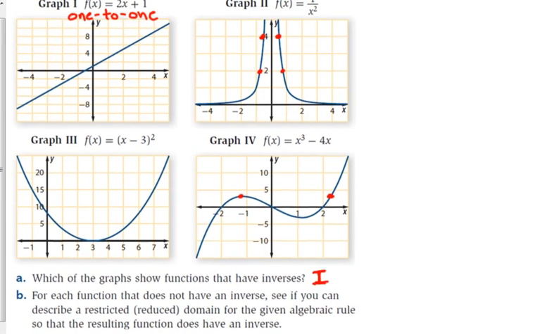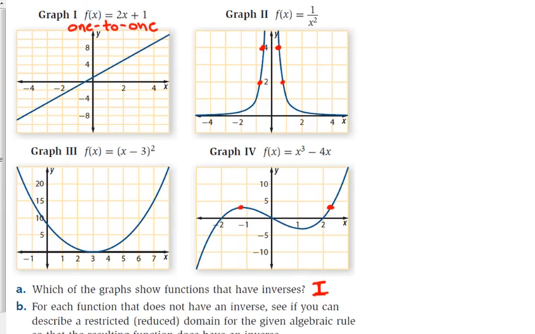It says, for each function that does not have an inverse, see if you can describe a restricted or reduced domain so that the resulting function does have an inverse. What that's talking about is if we've got some symmetry going on, can we cut this function in half, so to speak, still hit all the y values, but restrict it so that it does have an inverse. So let me show you what I'm talking about.